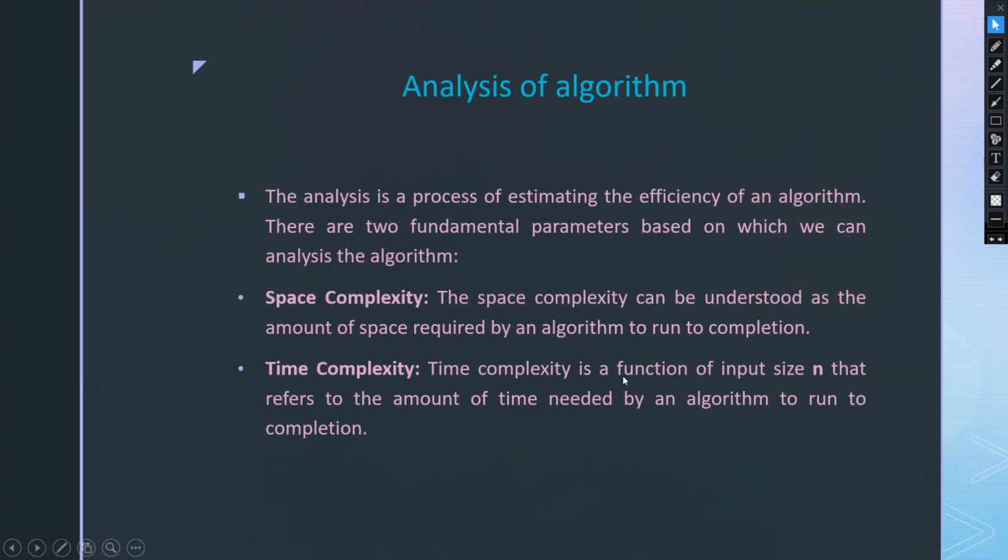And then, analysis of an algorithm. The analysis is a process of estimating the efficiency of an algorithm. There are two fundamental parameters based on which we analyze our algorithm: space complexity and time complexity. First, we talk about space complexity. Space complexity can be understood as the amount of space required by the algorithm to run to completion. Time complexity is a function of input size that refers to the amount of time needed by the algorithm to complete.